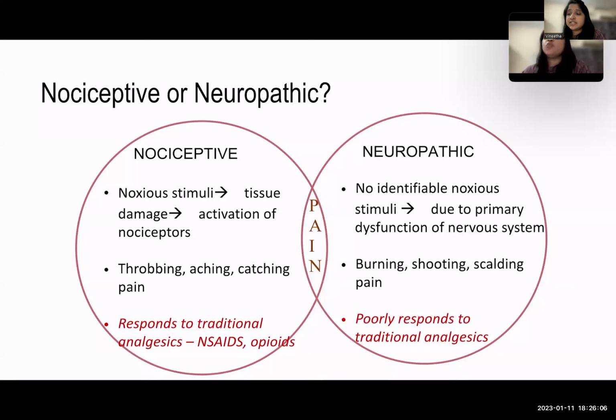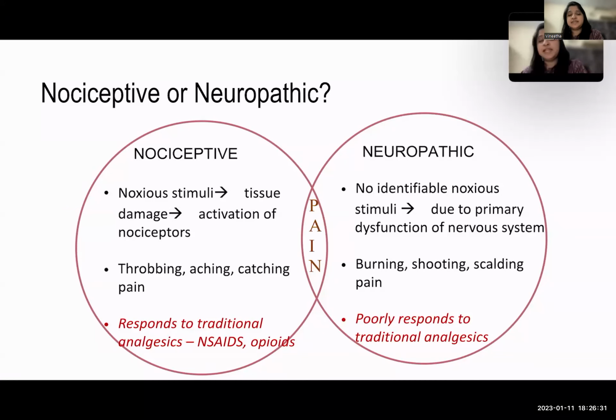This is something very important, that when you assess, when you take the history, you should know whether the patient is having predominantly a nociceptive pain or a neuropathic pain, because nociceptive pain responds to the traditional analgesics like NSAIDs, opioids very well, whereas neuropathic pain will not respond to our conventional analgesics. For that, you need to give the anti-neuropathic agents.